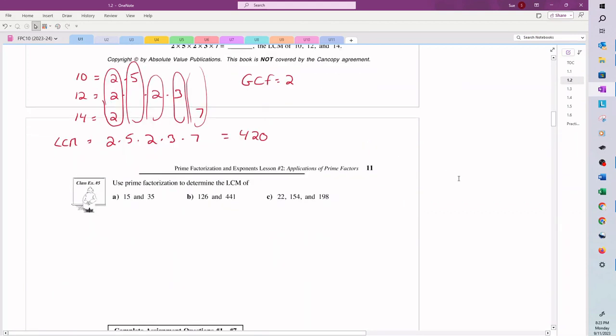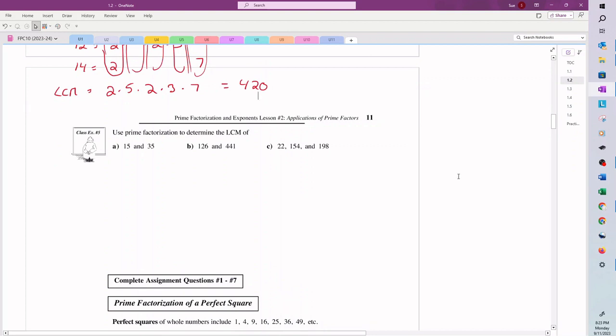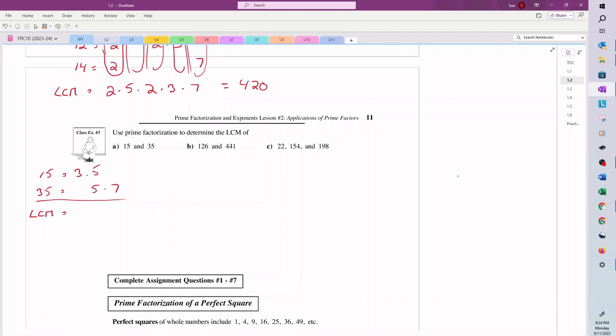Next, let's use prime factorization to find the lowest common multiple of these ones. So I know that 15 equals 3 times 5, and 35 equals 5 times 7. Now I sort of cheated on that because those are all the prime factors. That's the only way you can multiply these, other than 1 and the same numbers. So the lowest common multiple is 3 times 5 times 7, which is 105.